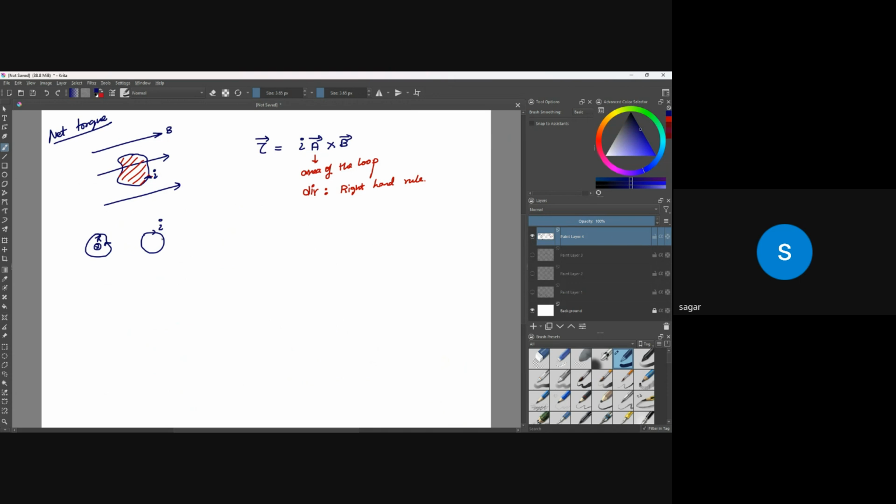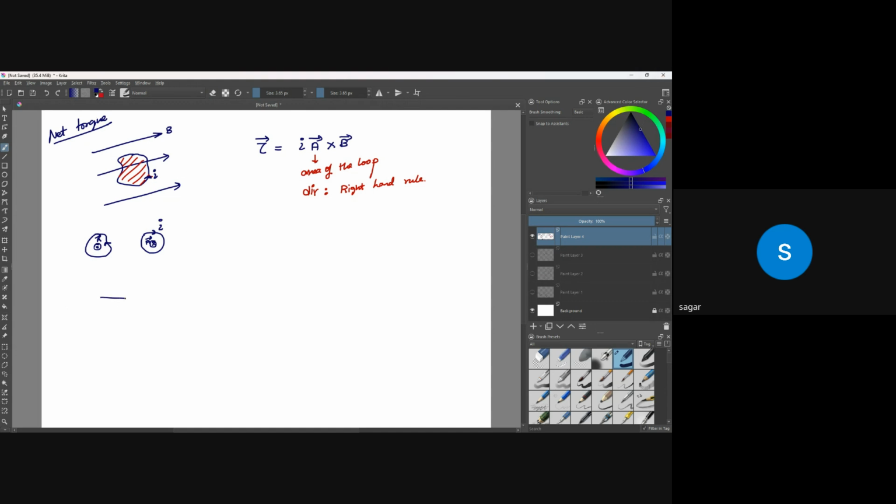Similarly, if you have a loop where the current is going clockwise, let's say, then the area vector of the loop is outwards, which means you'll have to put a dot. Right, so if the current is going clockwise, then the area vector is inwards. If you turn the fingers of your right hand in the clockwise direction, the thumb will be pointing inwards. That is the direction of the area vector. Once you get the area vector, all you have to do is find I into A bar cross B bar. That is going to give you the torque acting on the loop.